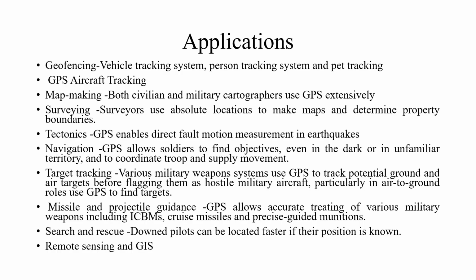Navigation also allows soldiers to find objects even in the dark or in unfamiliar regions. Target tracking: various military weapon systems use GPS to track potential ground and air targets before flagging them, as well as for missile and projectile guidance. Next is search and rescue, and it is also used for remote sensing and GIS applications. So these are the various services provided by the GPS system.